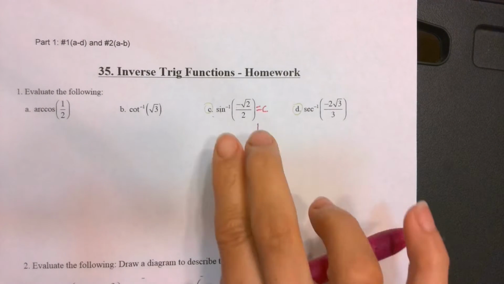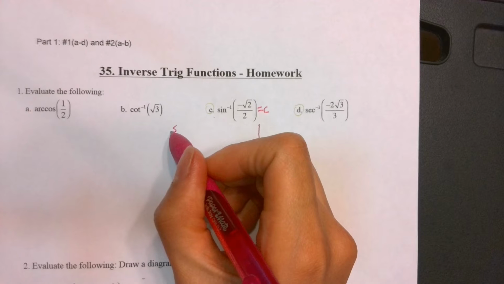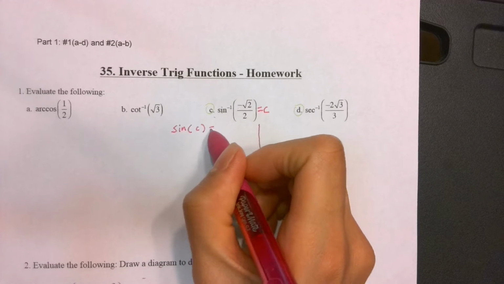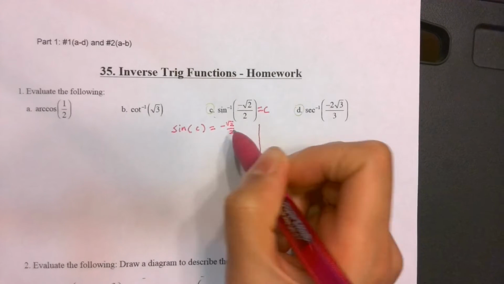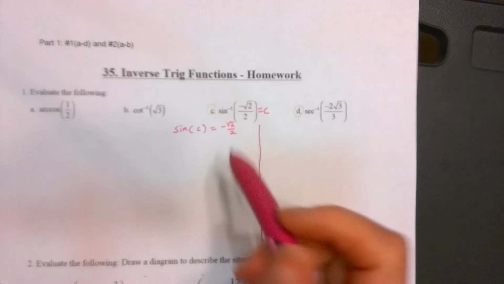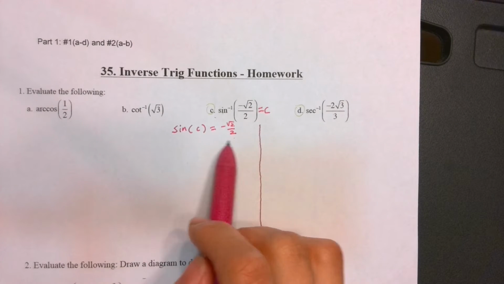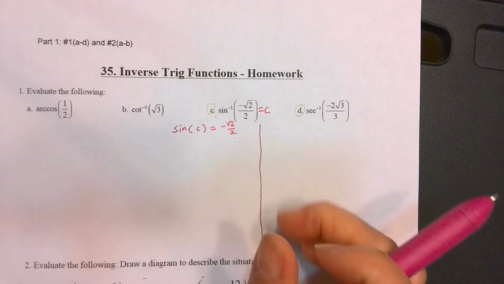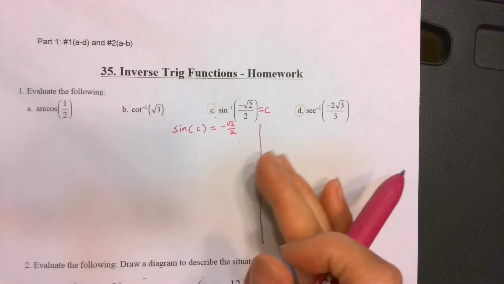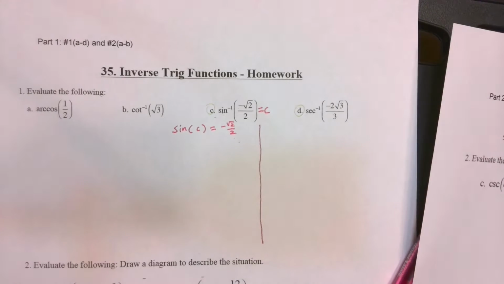So what does that mean? That means we are trying to find sine of C is equal to negative square root of 2 over 2. Right? Because inverse means you switch x and y. So this is what it's asking you to do. And notice all these values come from the unit circle. So we need to look at the unit circle in a second.